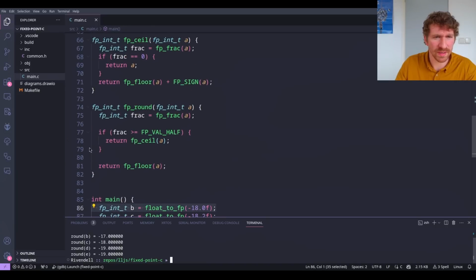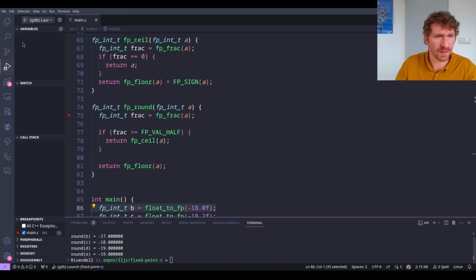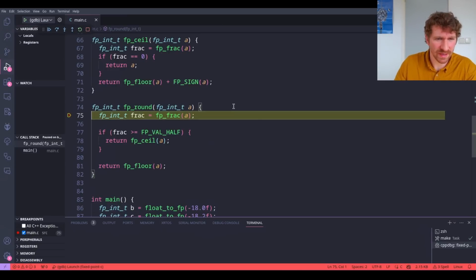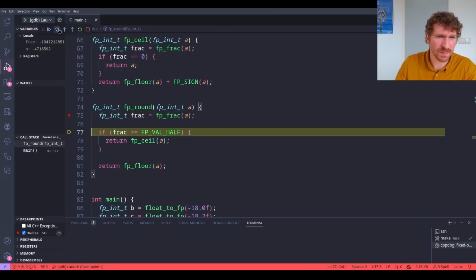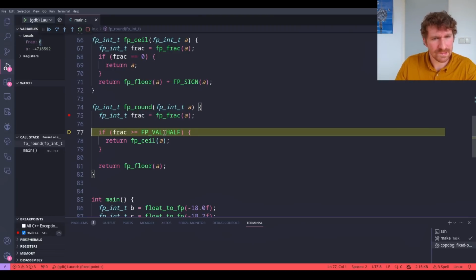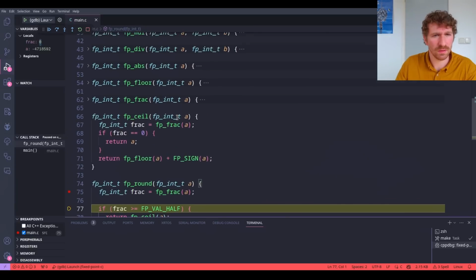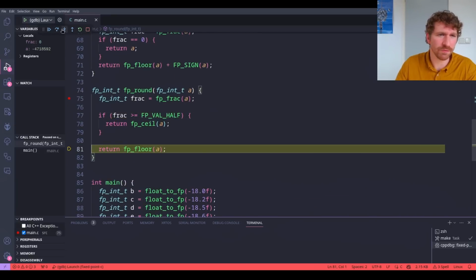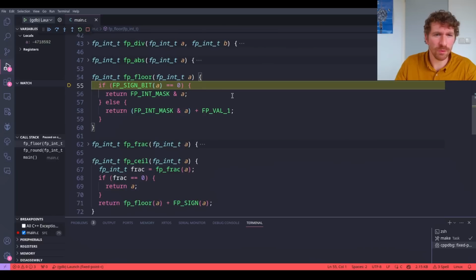I'll put a breakpoint in the round function, and I'll fire up the debugger, and we'll just see what we're getting here. So what's the fractional part? It should be 0. It is 0. So if the fractional part is greater than or equal to the value of a half, this gives us the fractional. Yeah, so if it is, then we would do that. It's not, so we're going to floor A, sure. And in floor, we're looking at the sign bit.